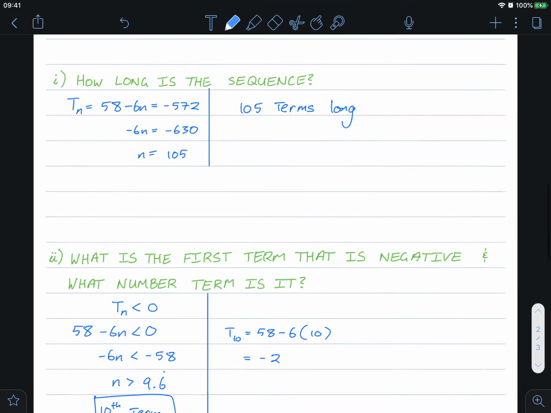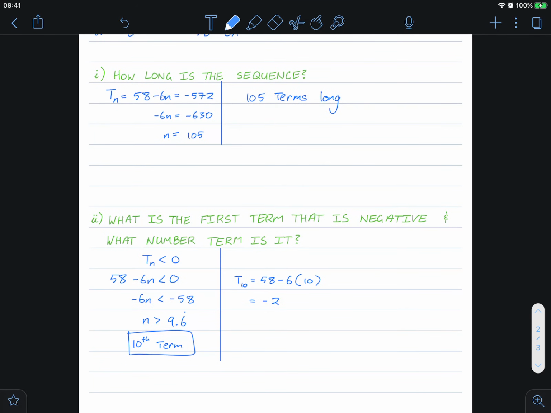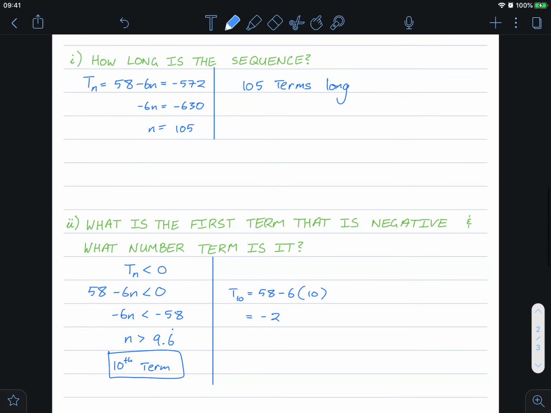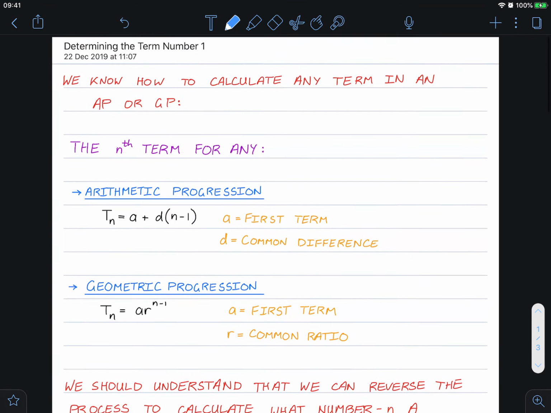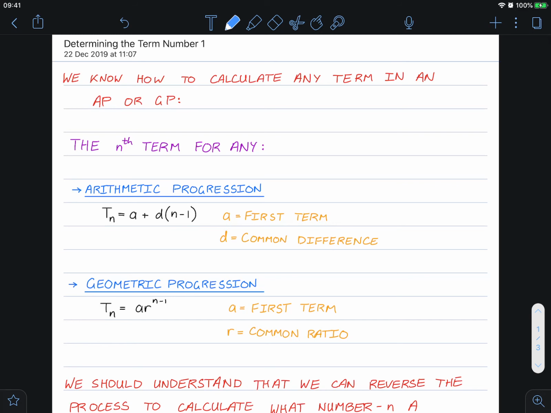So I hope that gave you an insight into reversing the process of finding any term. I'll catch you in the next video when I do the same idea using geometric progressions. Hope to see you then.